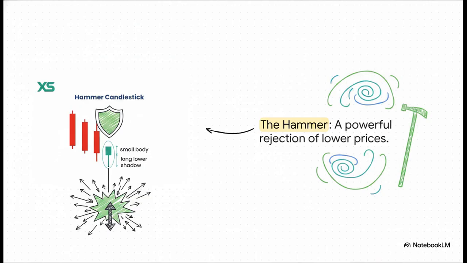This tells a dramatic story of rejection. It screams that sellers aggressively tried to tank the price, but buyers forcefully rejected it, stepping in hard to drive the price all the way back up to close near the highs. Basically, the decline might just be over.